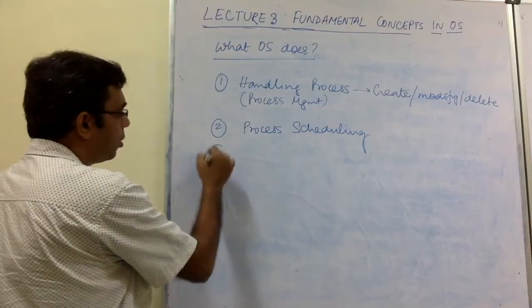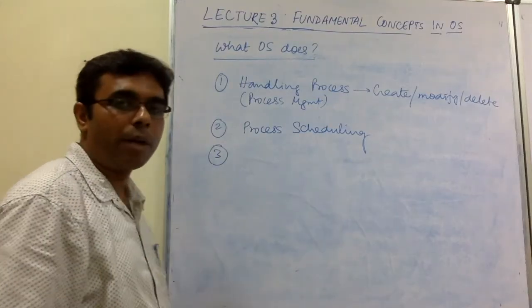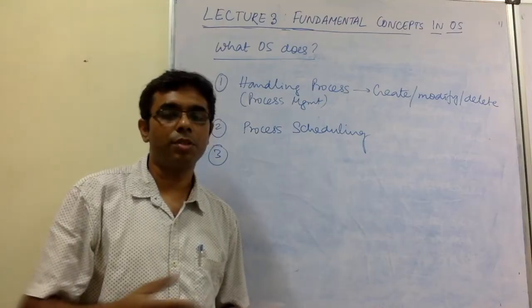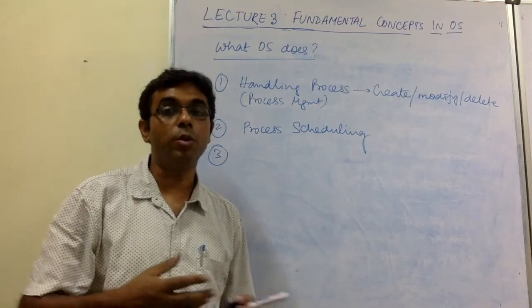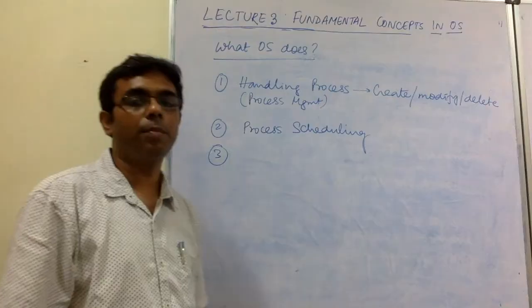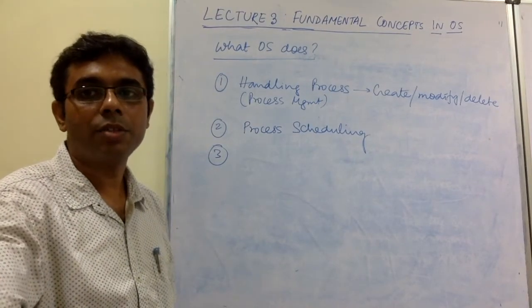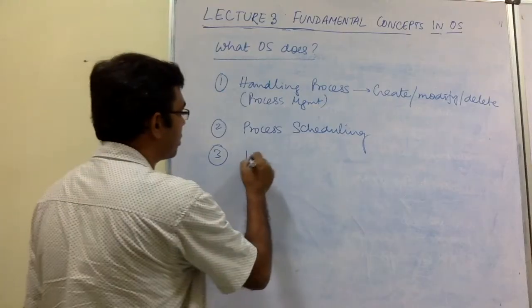Then when multiple processes work on a system, it's obvious that these processes would like to interact among themselves. So we would like the processes to be interacting among themselves, and that's what we call inter-process communication.